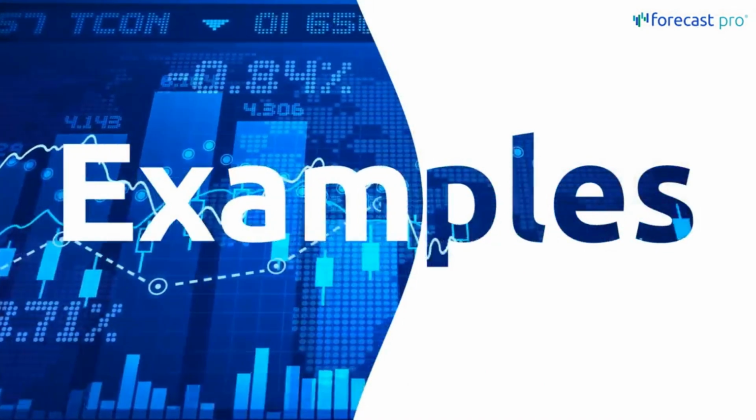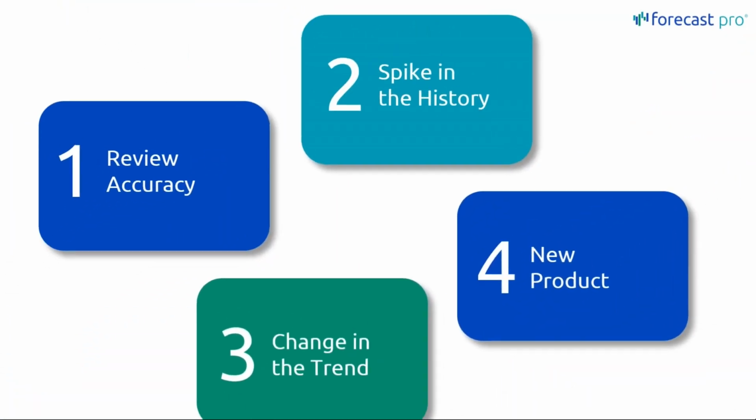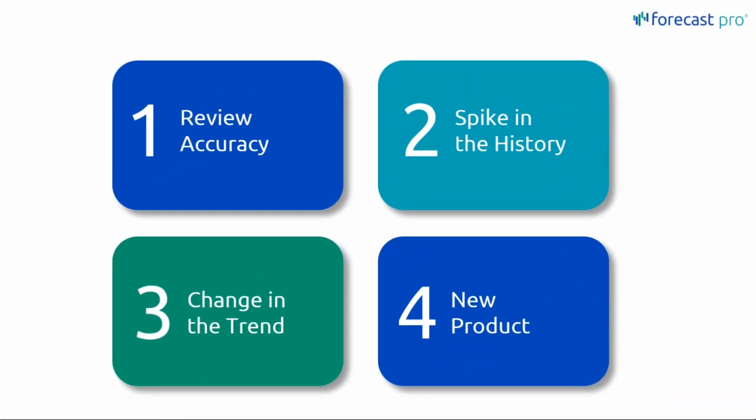Now it's time to look at some examples. Today, we're going to look at 4 examples. There are a few reasons why a forecaster might want to adjust the statistical model on one of their items. The first example will deal with reviewing accuracy. If a choice of model shows evidence of being poor based on the most recent actual data, we'll want to consider trying a new model.